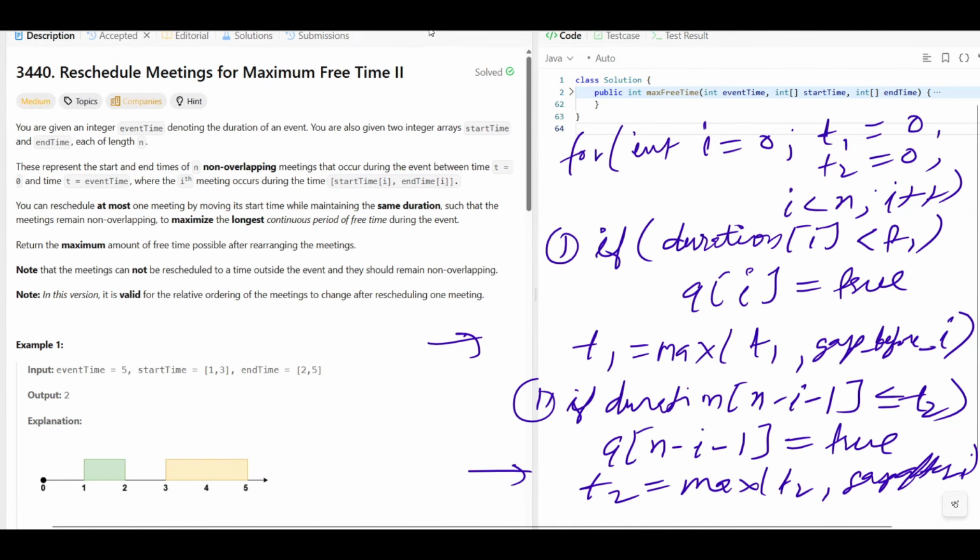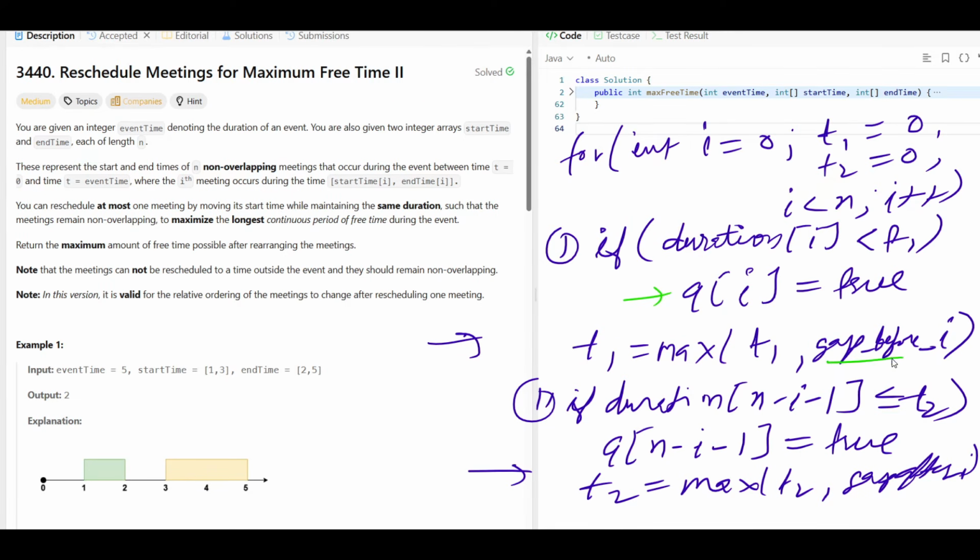So what is our purpose? Our purpose is to mark in the array, you can say, in the queue, queue at i, which means the meetings are movable, and mark it as true. Okay. So we can also find the duration, so their duration is small enough to fit in the existing free time, right? Before or after. Can we say that?